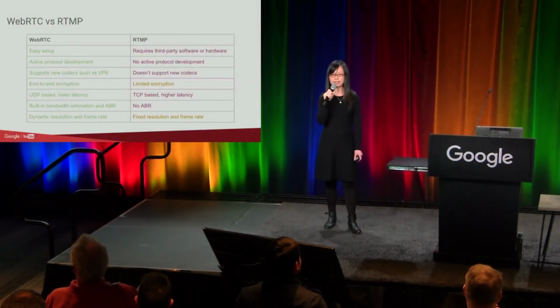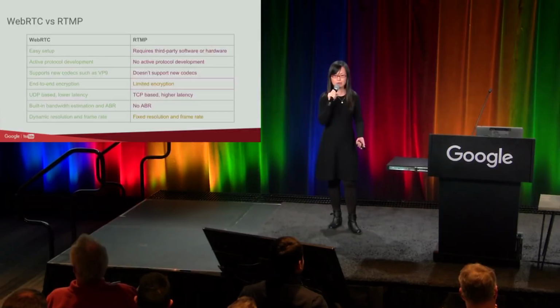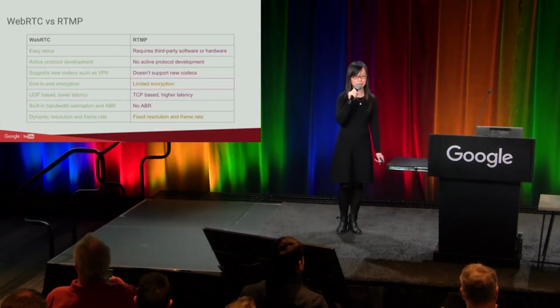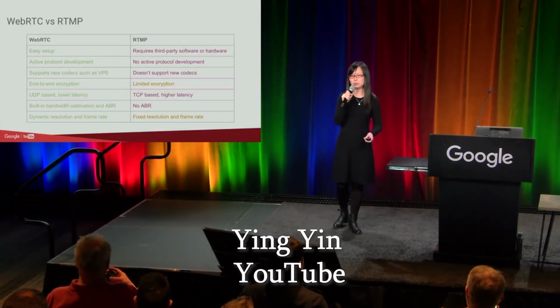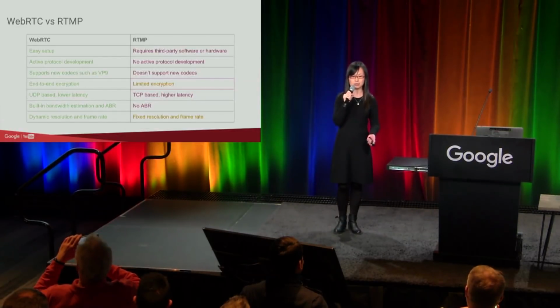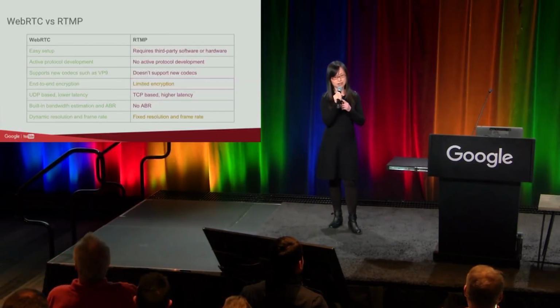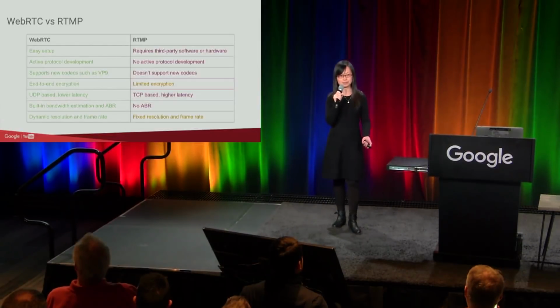This is very useful for mobile live streaming because the network can change very quickly when users move around. So WebRTC will do dynamic resolution change or frame rate change when the network condition changes. When network condition is poor, it will lower the resolution or frame rate. But RTMP doesn't have these features. That's why it's not very feasible to use RTMP under poor network conditions, unless you add a very large player buffer, but that will increase latency.